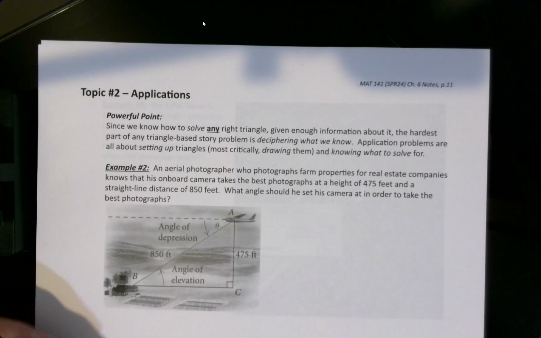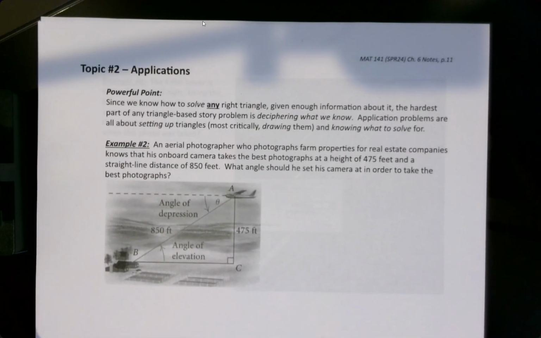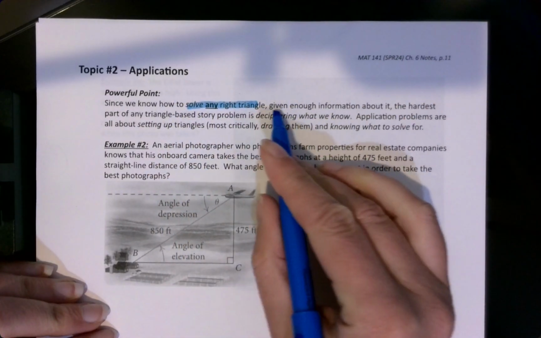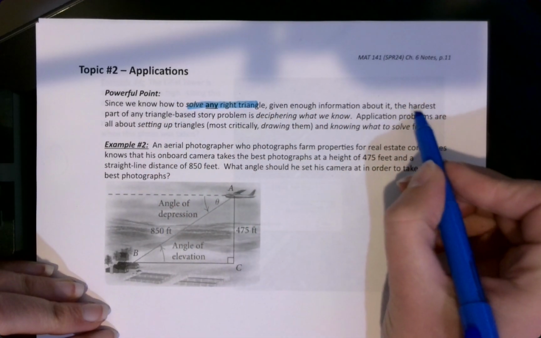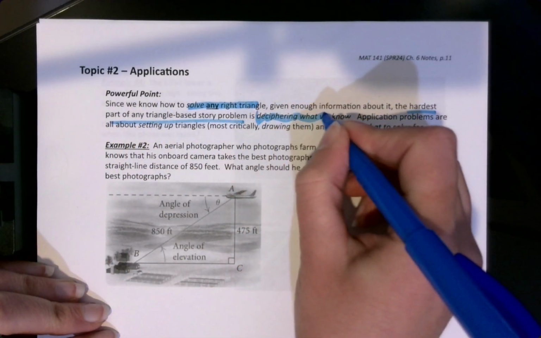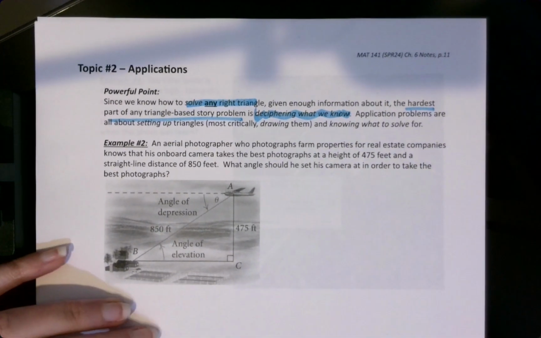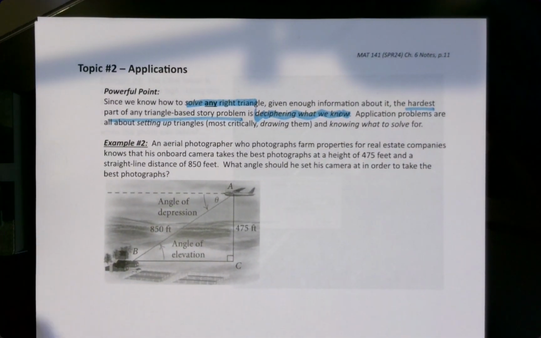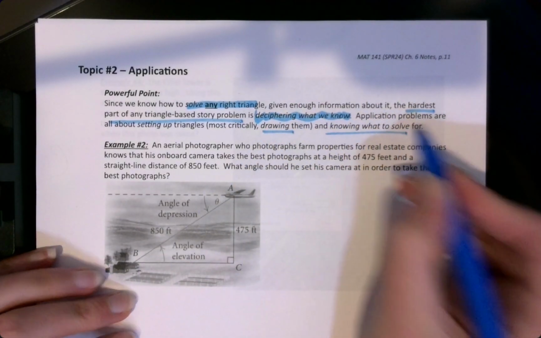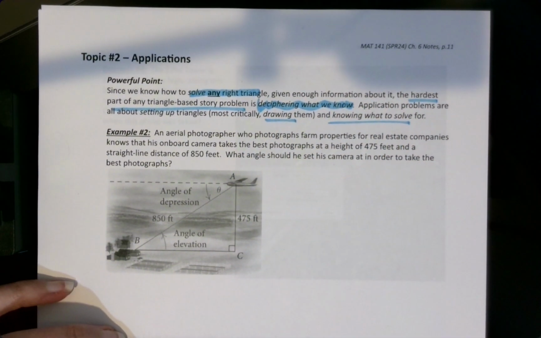All right, so we're going to get to the next little part here, applications. We begin with this note at the top, a powerful point: we can solve any right triangle given enough information about it. The hardest part about any triangle-based story problem is going to be deciphering what I know. If I can figure out what the diagram looks like or what I know, I'm able to solve the triangle. So drawing the triangle and knowing what to solve for are the biggest steps right here.